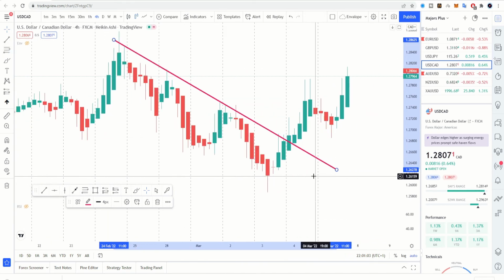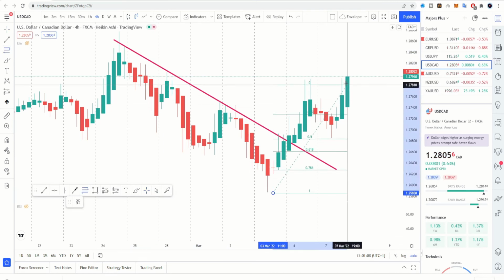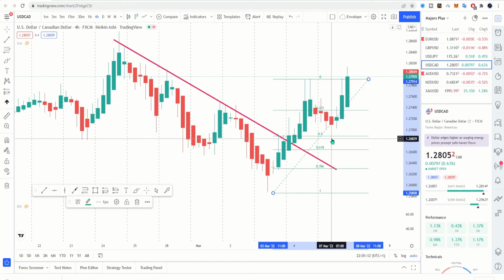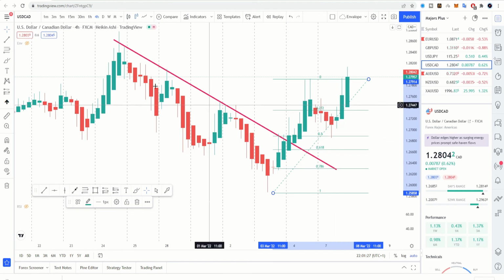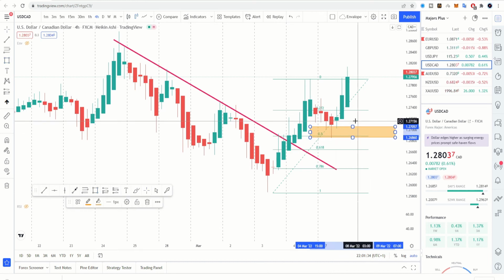Now the secret for me here is to always use the Fibonacci and get that 50% retracement before even looking at a continuation. If it didn't hit the 50% retracement, then this wouldn't have been a setup for me. But after this is just your point of interest. Remember that this here is not your entry. Your entry is something else.